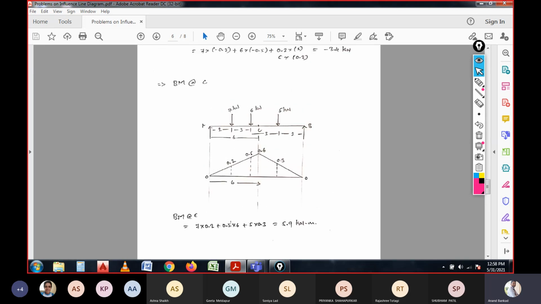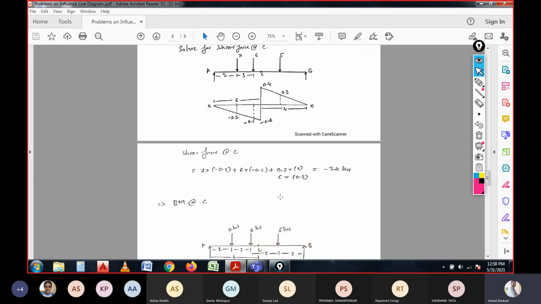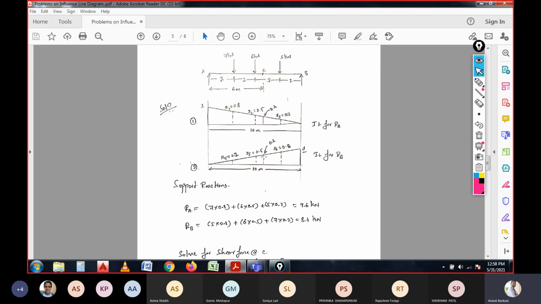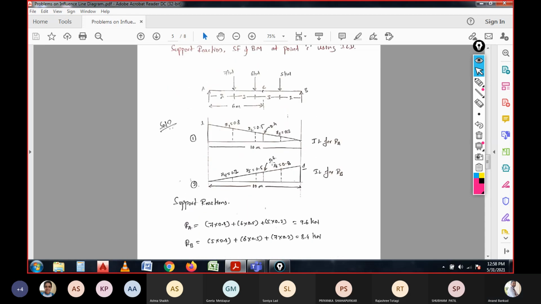So this is how we need to calculate the bending moment values for the given loads, and the shear force for the given loads with the influence line diagram and the support reactions. Dear students, is that clear? If you have any doubts regarding this, you can ask me.